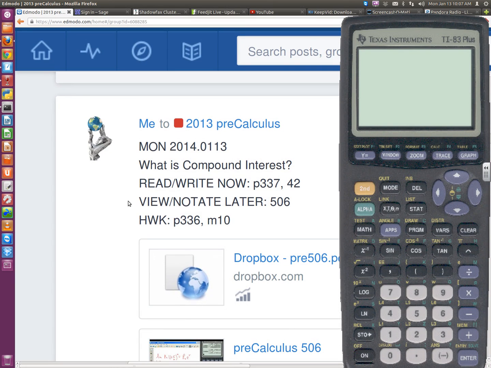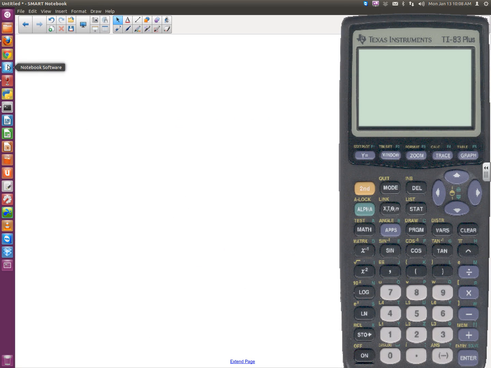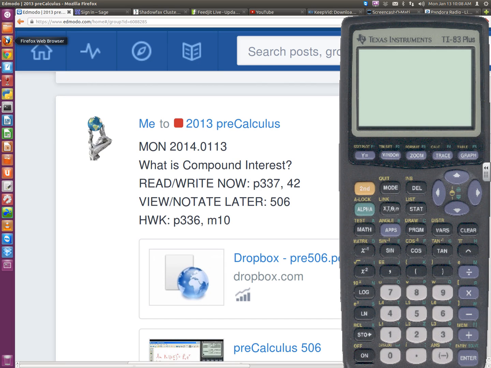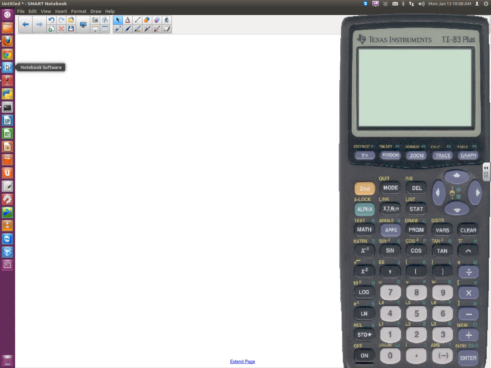All right, so we're doing compounded interest rates. What does that mean? Let's find out. This has to do with e to the. We're doing compounded interest. Don't forget tonight's homework, page 336, multiples of 10. Some of you need a lot of homework checks, and there's not a lot left, so get on it.